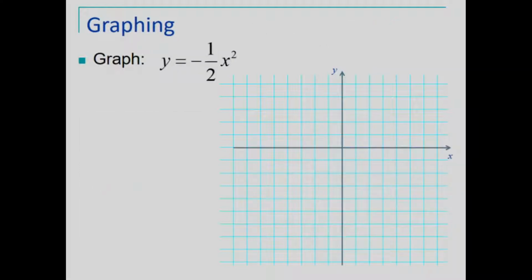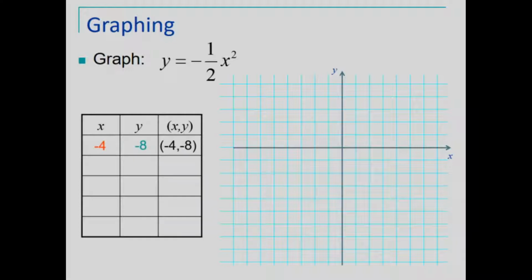Let's take a look at another example of this special quadratic formed equation with no linear or constant term. In this example, we are asked to graph y equals -1/2 x squared. To do so, we'll find some values.